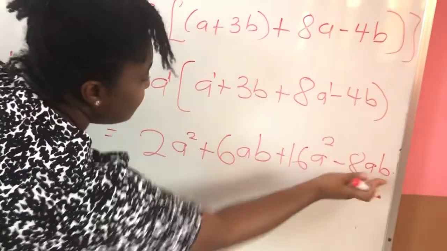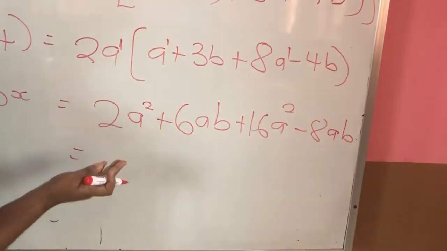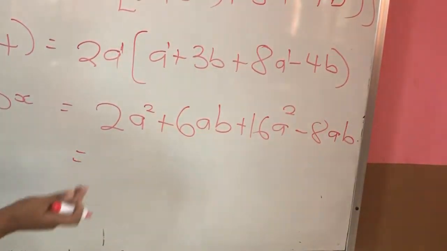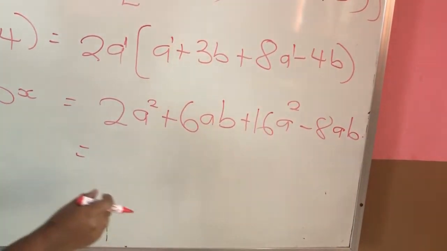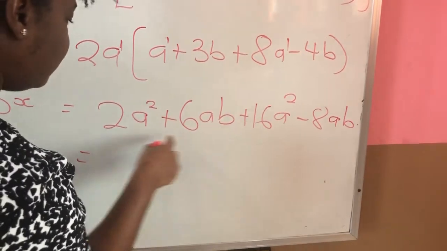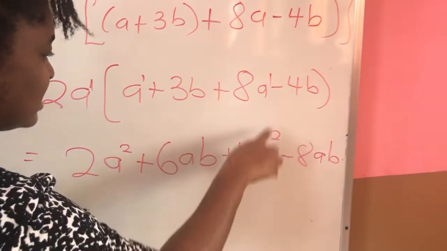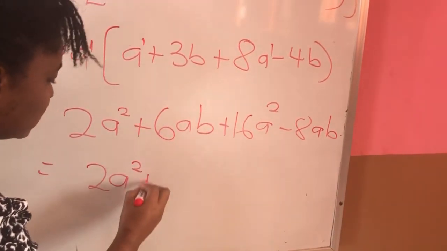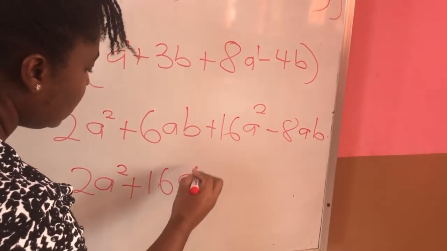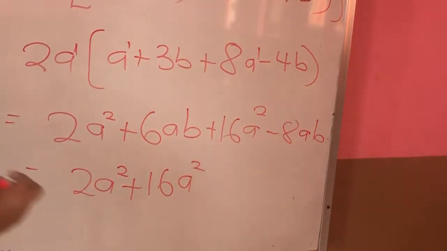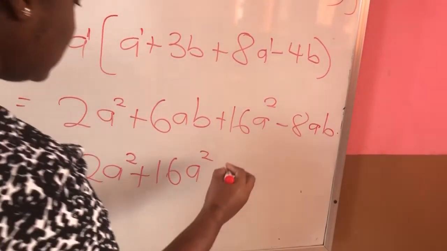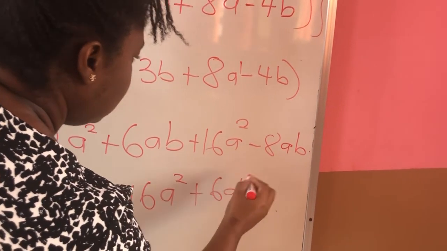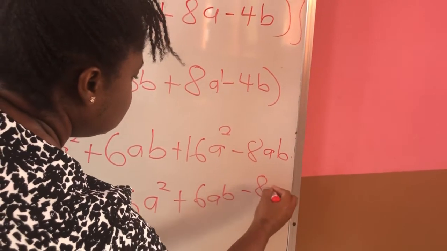Now, we don't end here, do we? No. We have like terms. You remember from last week's topic, like terms. There are like terms here, so we are going to group our like terms. So what are the like terms we have here? We have 2a squared and 16a squared. So we have 2a squared. What is the operation sign here? It is a positive 16a squared. Then we have our 6ab minus our 8ab.